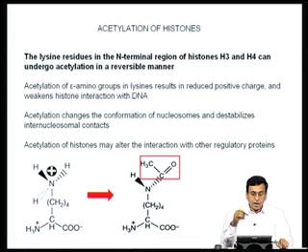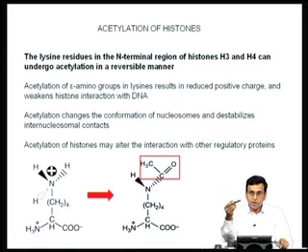What became very clear is that the lysine residues in the N-terminal region of histones H3 and H4 can undergo acetylation in a reversible manner. Remember, whenever we talk about regulation in biological systems, most of these modifications have to happen in a reversible manner. Only then can regulation take place. So, most of the changes that we see in biological systems are often reversible.